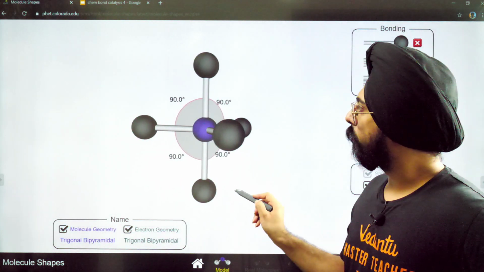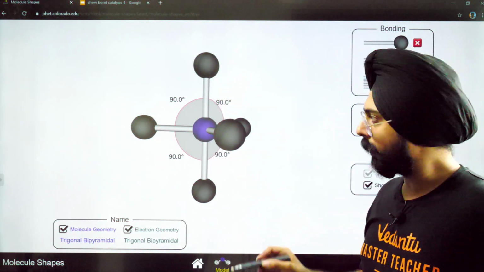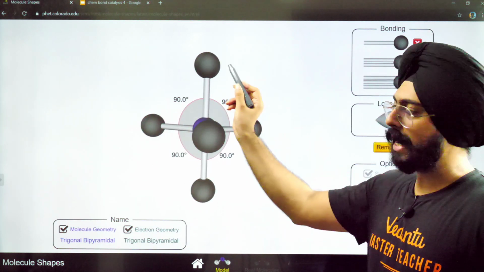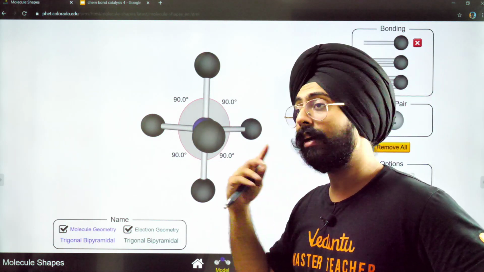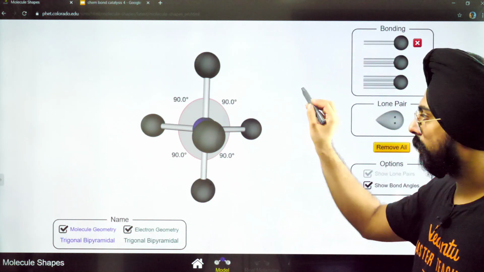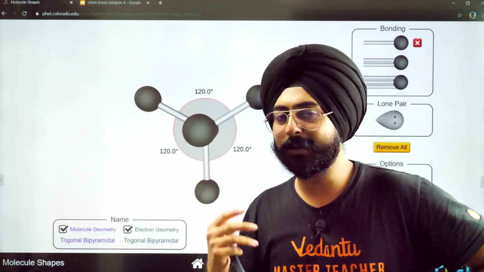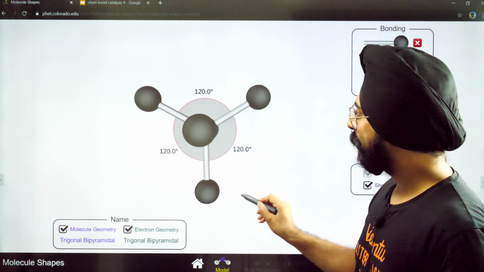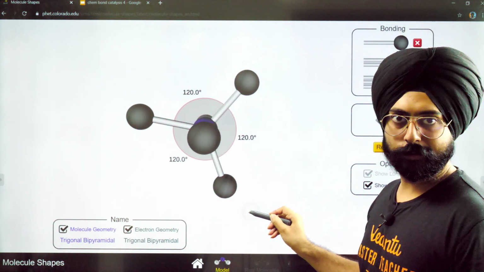The bond angles between axial and equatorial groups are 90 degrees. Yeah, you can see the 90 degree angles. So the bond angle between one axial and one equatorial atom is 90 degrees. But what is the bond angle between the three equatorial species? Look at this. The bond angle between the three equatorial species is 120 degrees, which is more than 90 degrees. Okay? So those are the 90 degree angles and these are the 120 degree angles.